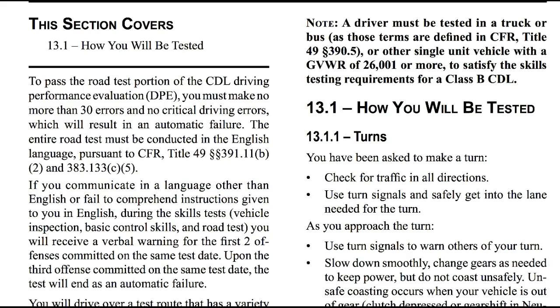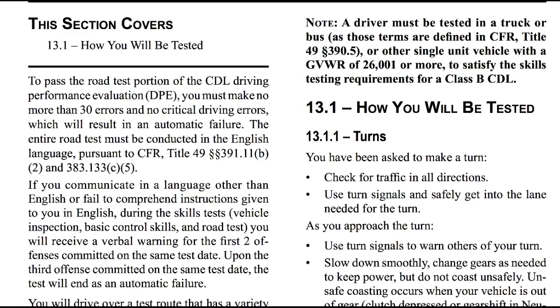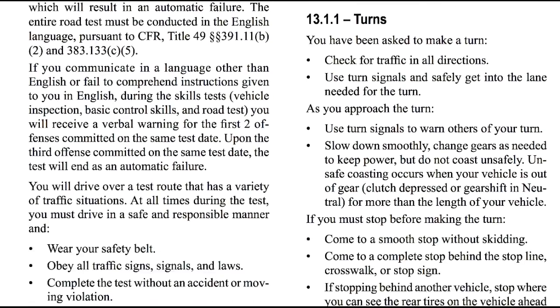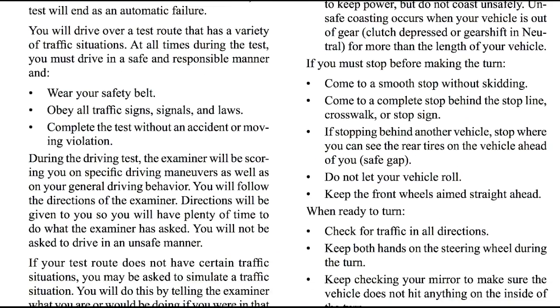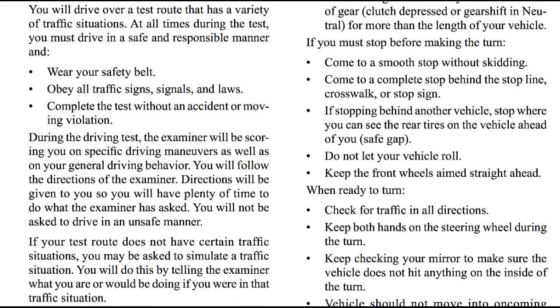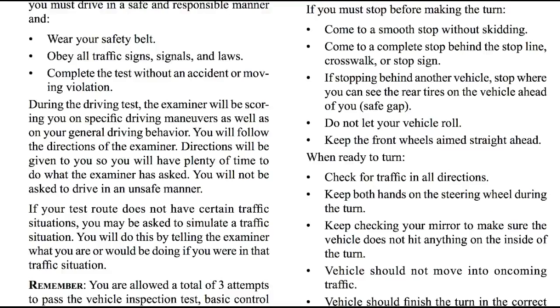You will receive 2 verbal warnings for the first 2 offenses committed in the same test. Upon the 3rd offense committed in the same test date, the test will end as an automatic failure. Now you will drive over the test route that has a variety of traffic situations. At all times during the test, you must drive in a safe and responsible manner and wear your seat belt, obey all traffic signs, signals, and laws, complete the test without an accident or a moving violation.